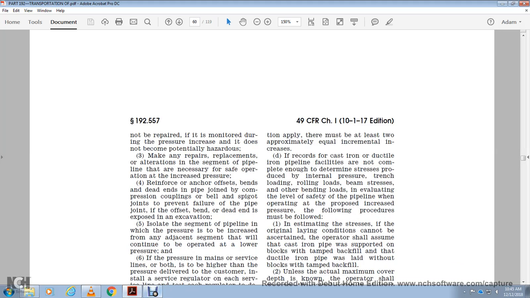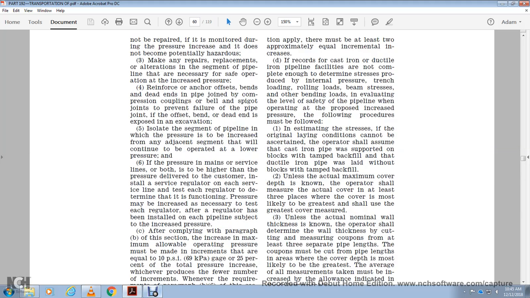Make any repairs, replacements or alterations of the segment of the pipe necessary for safe operation at the increased pressure. Reinforce or anchor offsets, bends and dead ends in pipe joined by compression couplings or bell and spigot joints to prevent failure of the pipe joints, with the offset bends and dead ends exposed in excavation. Isolate segments of the pipeline with the pressure increase from any adjacent segment, which will continue to be operated at the lower pressure.